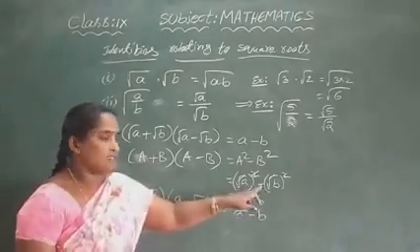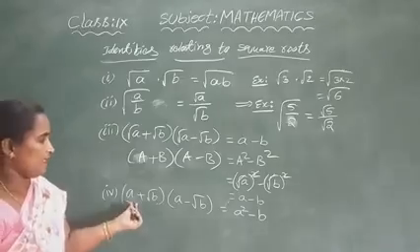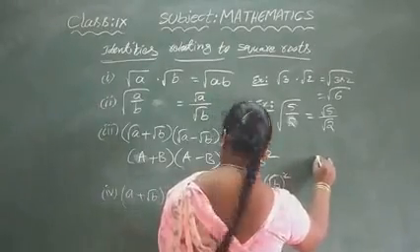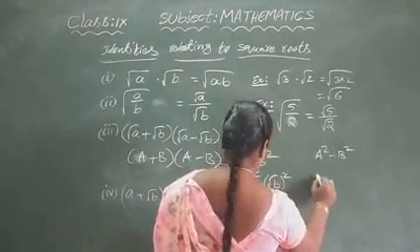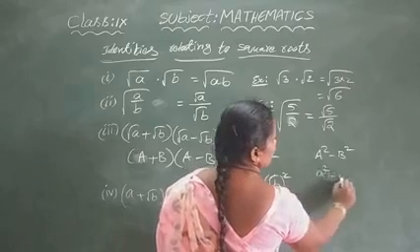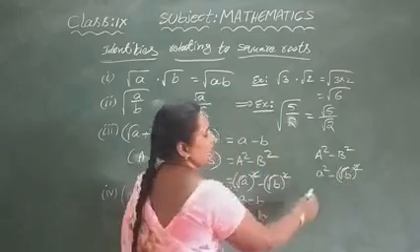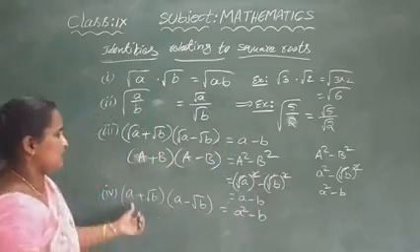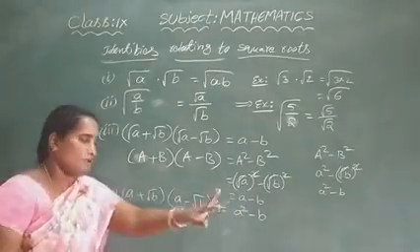Whole square minus A square minus B square. See here, the A value is A, and the B value is root B. That's why here you take A square minus root B whole square. The square root and square cancel. Then the answer is A square minus B. So A plus root B into A minus root B is equal to A square minus B.